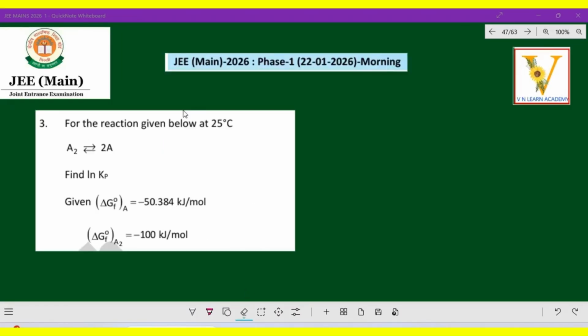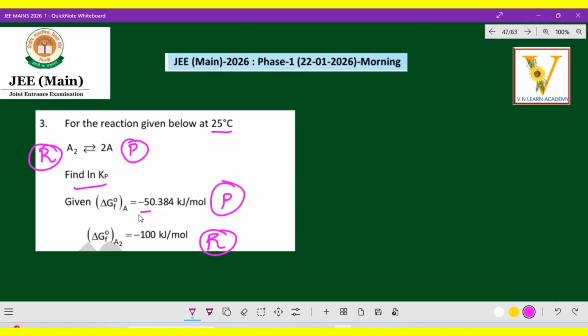Come on, let us go to the next question. At 25 degrees Celsius, they have mentioned the temperature. A2 reversible 2A: A2 is the reactant, and 2A is the product. Find ln Kp. The given delta G naught formation of A equals minus 50.384 kilojoule per mole. And the same way, delta G naught formation of A2 equals minus 100 kilojoule per mole. So A is the product and A2 is the reactant. Now find ln Kp.